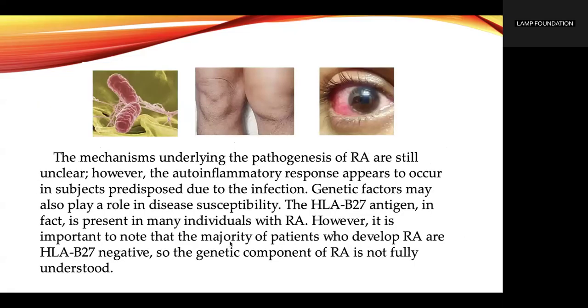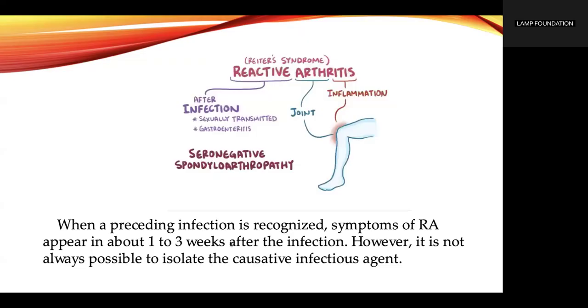The mechanisms underlying the pathogenesis of RA are still unclear. However, the autoinflammatory response appears to occur in subjects predisposed due to the infection. Genetic factors may also play a role in disease susceptibility. The HLA-B27 antigen, in fact, is present in many individuals with RA. However, it is important to note that the majority of patients who develop RA are HLA-B27 negative, so the genetic component of RA is not fully understood.